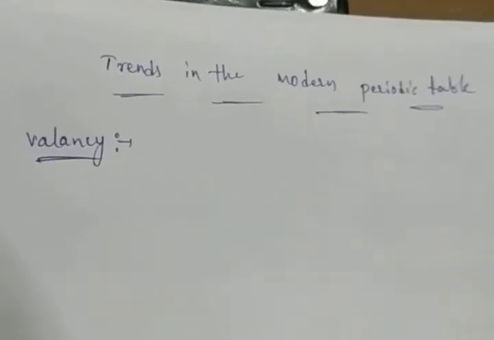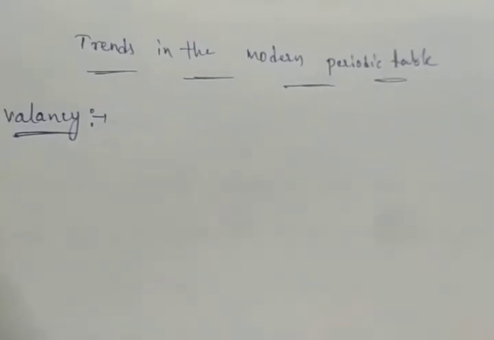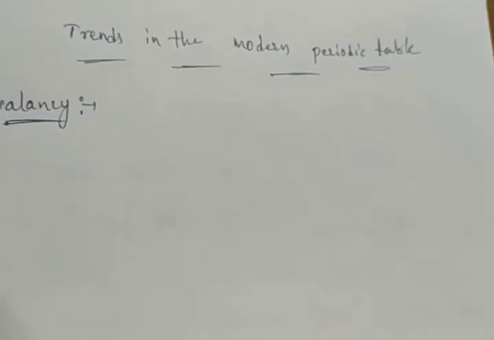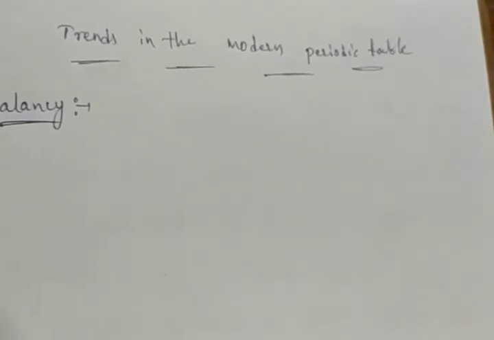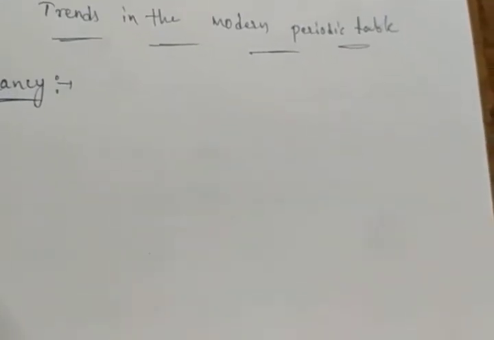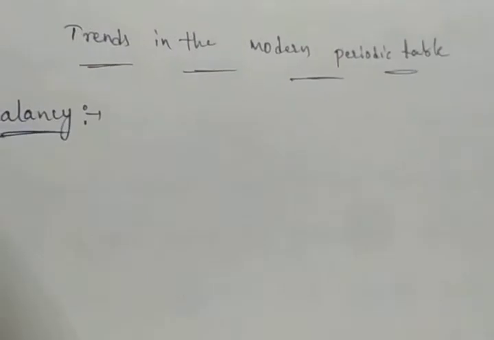Trends in the modern periodic table. First one is valency. What is valency? The number of valence electrons present in the outermost shell of its atom. Suppose, by an activity we have to understand valency. Already you know valency, no need for an activity, but I will tell the activity also.